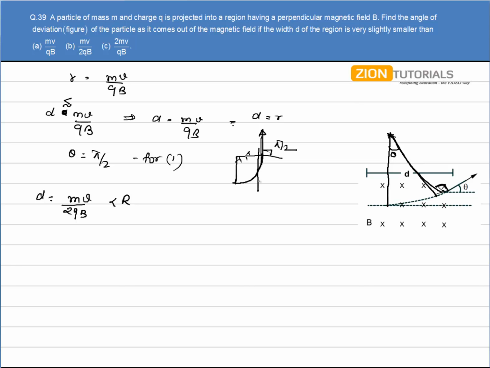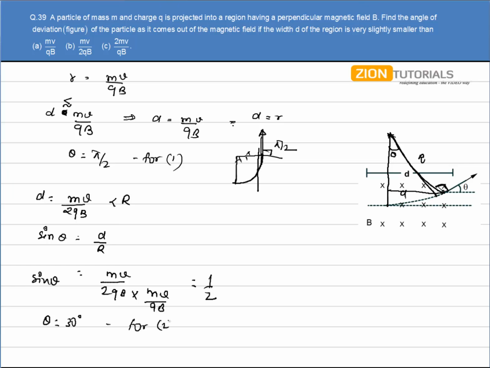Now I have to calculate theta. I have the value of d. Let us draw this line. This is my r, and this can be written as d. So I can write sine of theta is equal to d by r, that is perpendicular upon hypotenuse. So d is mv by 2qB and radius is mv by qB, so it comes out that 1 by 2 is equal to sine of theta. So theta is equal to 30 degrees. This is the answer for the second part.